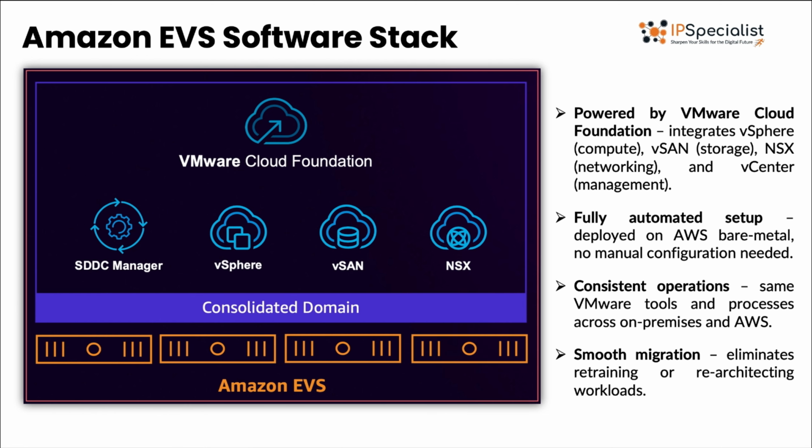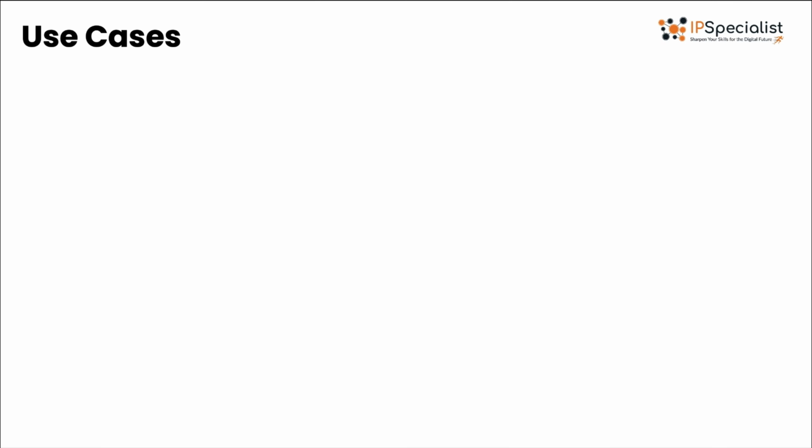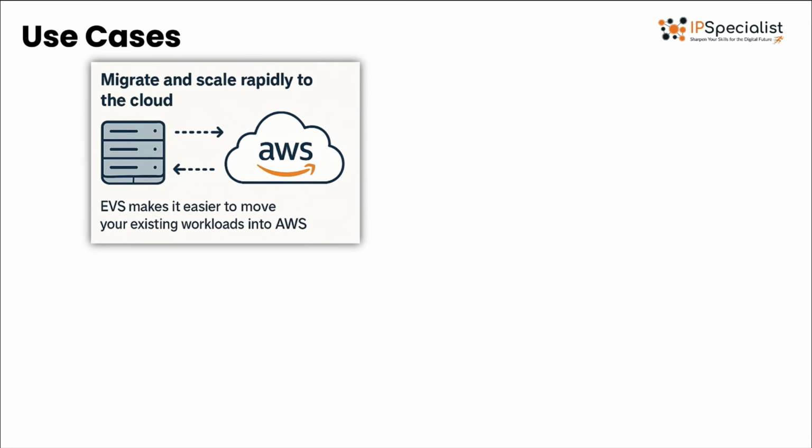Now, it's time to bring it all together and see what this service actually enables in the real world. Let's explore some of the key use cases of Amazon EVS. First, migrate and scale rapidly to the cloud. EVS makes it easier to move your existing workloads into AWS quickly. This helps companies get rid of old data center hardware, cut down on cost, and meet business deadlines without delays. In short, it's a smooth way to exit the data center and move to the cloud.